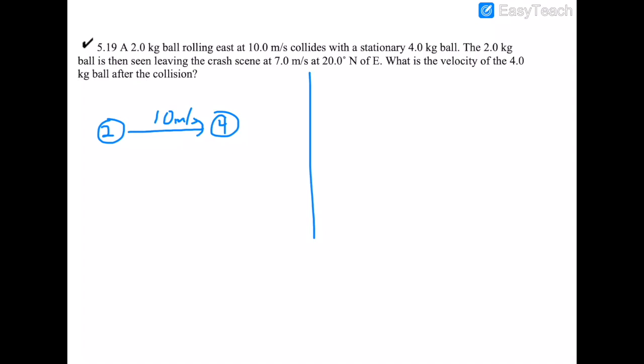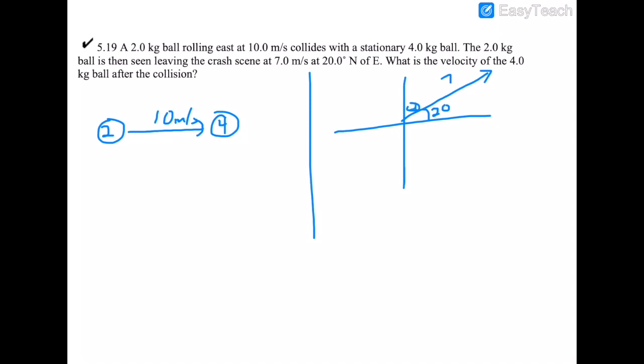After the collision, it says the 2 kilogram ball is then going to leave the crash scene at 7 meters per second at 20 degrees north of east. So I'm going to draw a grid here. And this 2 kilogram ball is going to be going like this at 7, and this is 20 degrees. That's the 2 kilogram ball.